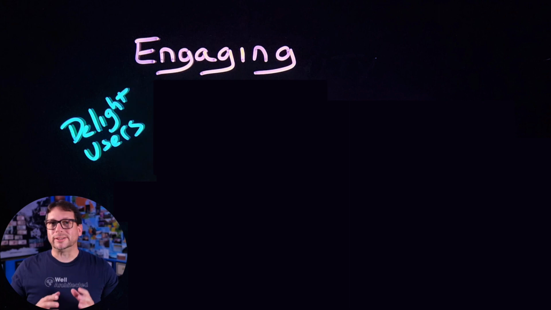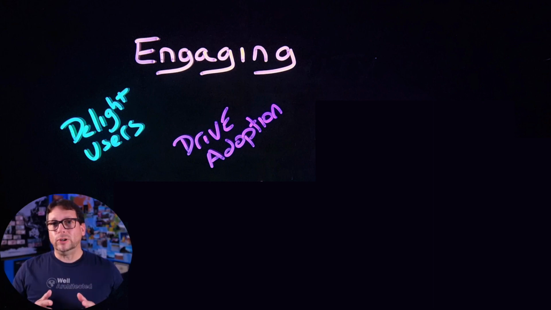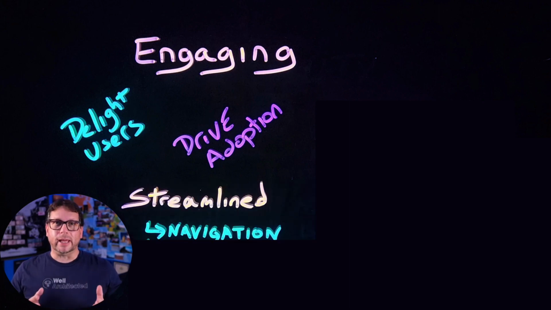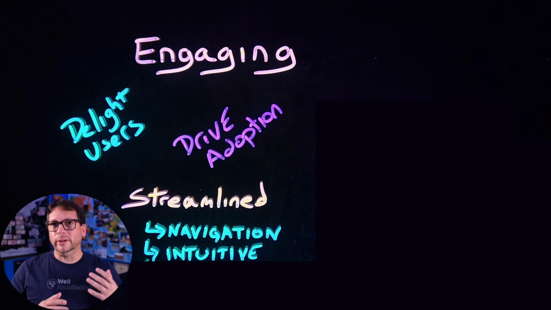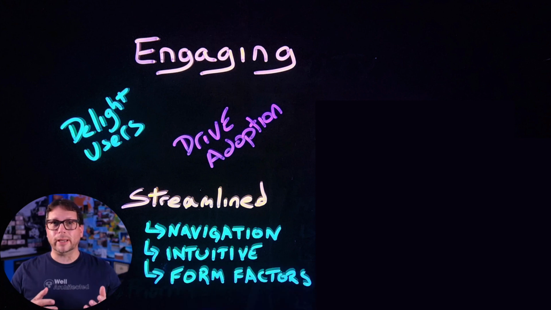Let's start with a definition. Engaging solutions delight users and drive adoption through intuitive and helpful user experiences. And there are two key topics you need to think about when it comes to designing an engaging solution. First, your solution should be streamlined. And that means that it should be easy to navigate, and your forms should be intuitive for your users to fill out. Your apps should also automatically adjust to handle different input types and form factors.